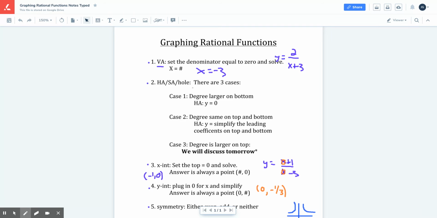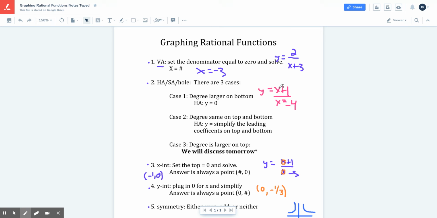So our first case is, whenever we're doing horizontal asymptotes, we look at the degree. The degree is the highest exponent on the top and the highest exponent on the bottom. So we're looking at what the highest exponent is. Whenever the degree is larger on the bottom, for instance, y equals x plus 1 over x squared minus 4.